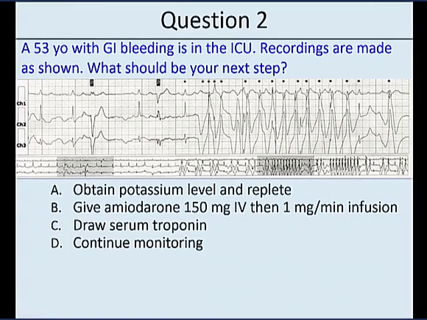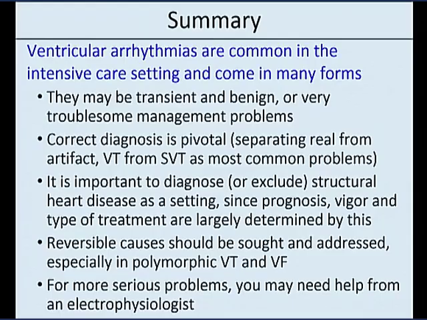It's important to separate that out rather than getting started on this long road down the rabbit hole that leads to nowhere. So in summary, ventricular arrhythmias are common in our ICU setting, and come in different forms. They may be transient and benign, they may be malignant and something that really needs to be very aggressively treated. Making a correct diagnosis, as in all of our cases that we've seen throughout this conference, is pivotal.